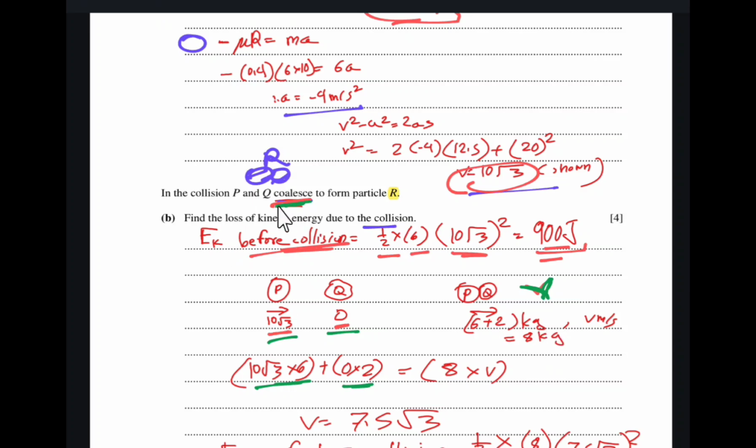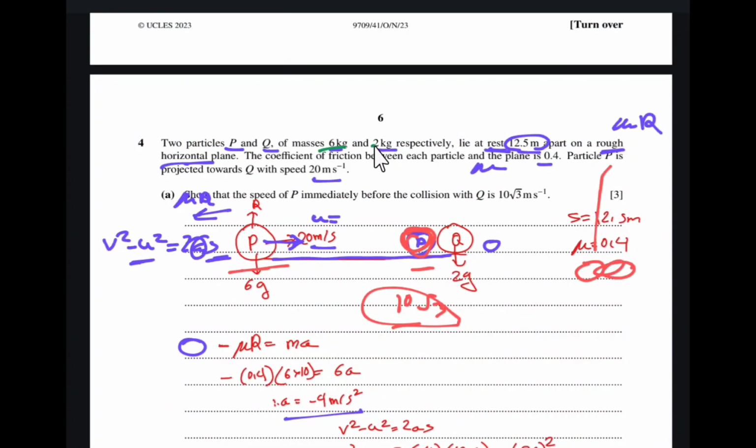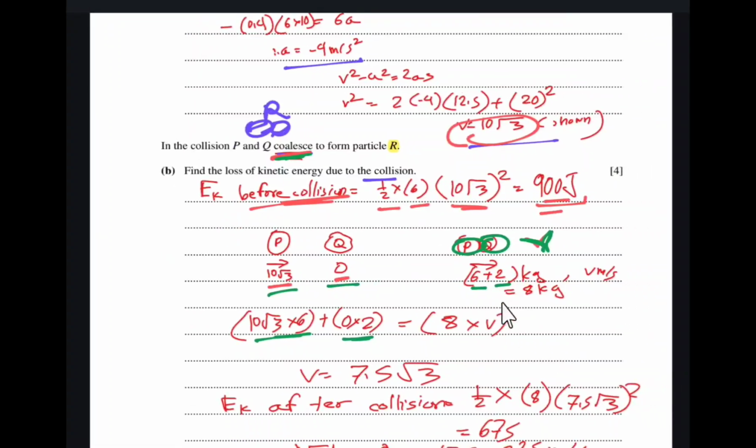And since P and Q coalesce, we have to take their combined mass. The mass of P is 6 and the mass of Q is 2 as given, that is 6 and 2. We need to find the final velocity to find the final kinetic energy. So mass into velocity, the mass is 6 plus 2, that is 8, and the velocity is v. So after calculating we get the value of v, that is 7.5√3.